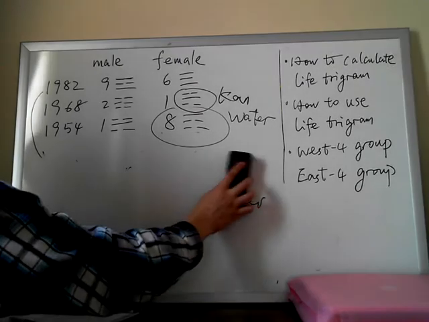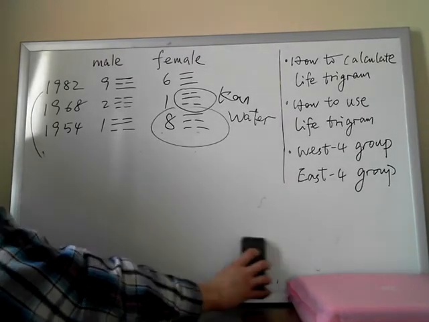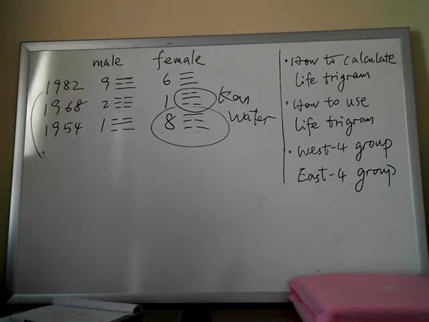If you really want to use a metaphysics way to forecast character or personality, use physiognomy, the face reading stuff. That is a better way. In general, astrology is used to forecast fortune and luck, not personality. Especially don't use just the birth year to describe character and personality. Okay, so let's go to the last topic: West 4 group, East 4 group.